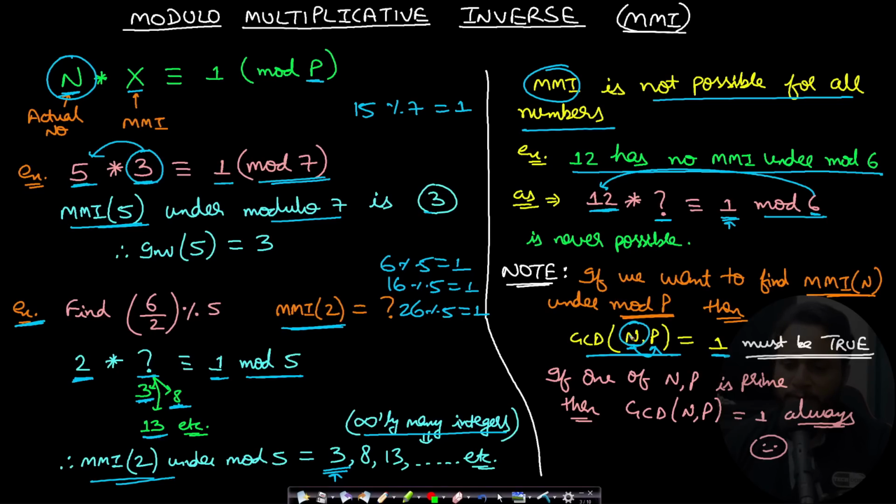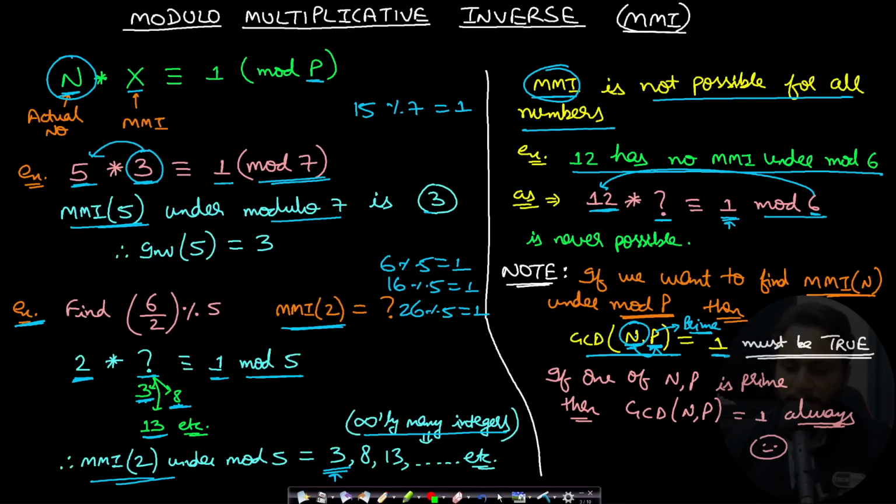Whatever number you choose as n, I want to make sure that MMI can always be calculated. In such cases, I will take p to be a prime number, because if you take p to be a prime number, I don't care what is the value of n, it will always be co-prime. Unless n becomes equal to p itself, it will always be co-prime, right? So I will take p as the prime number.